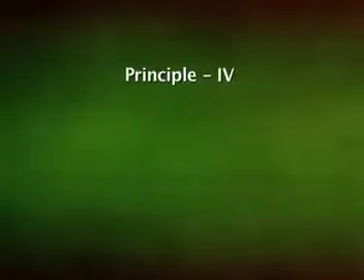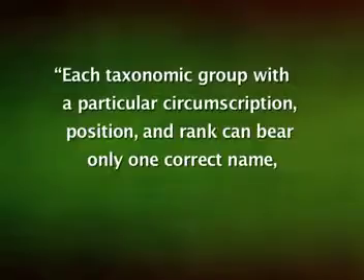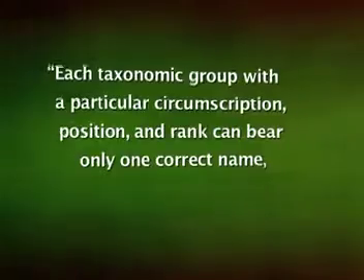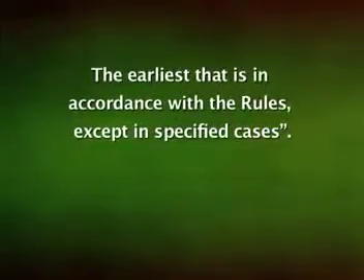Principle fourth: each taxonomic group with a particular circumscription, position, and rank can bear only one correct name, the earliest that is in accordance with the rules, except in specified cases.